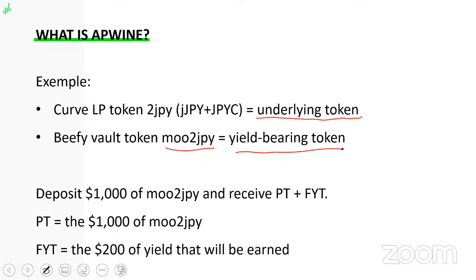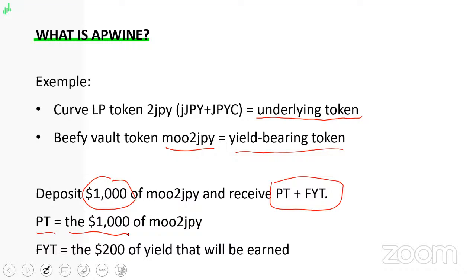Then let's say that you have $1,000 worth of Moo 2GPY token. So if you deposit them into APWine, as I said, you're going to receive 2 tokens, the PT and the FYT, the principal token and the future yield token. So the value of the PT will be $1,000. So imagine that the price of the Japanese yen doesn't move at all for the 3 months that the program in APWine is running, then your principal will always be worth $1,000.